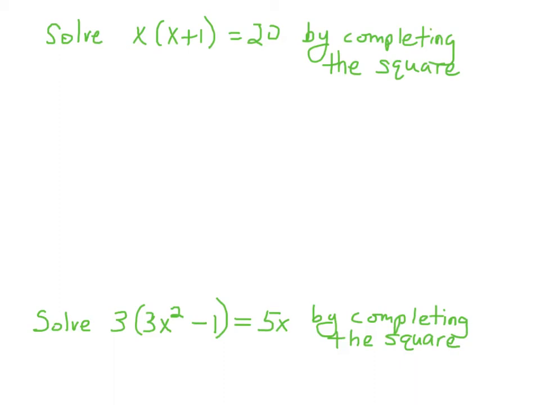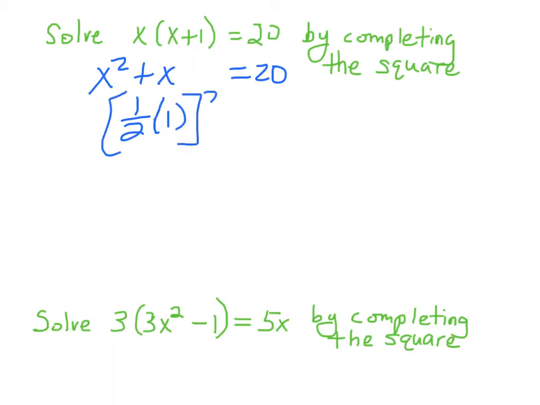Last two problems. So I've got to solve this by completing the square. So I'm going to start by distributing and make that x squared plus x equals 20. So to complete the square, since my coefficient here is a 1, I'm going to take half of 1 and square it. So that'd be 1/4. So that's x squared plus x plus 1/4.